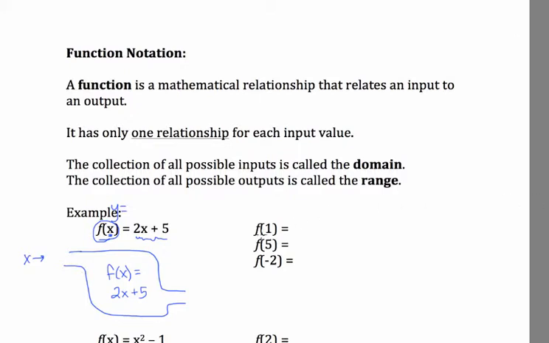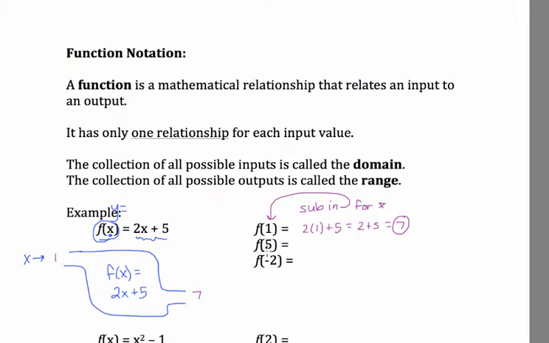So let's try one. F of 1. That means that you're going to sub in these numbers as your input, or sub those in for x. So I'm going to take that 1 and put it as my input into the function machine. So I will do 2 times 1 plus 5. It becomes the x. So 2 times 1 is 2 plus 5 gives me 7. So when I put in a 1, I get out a 7. F of 1 is equal to 7.